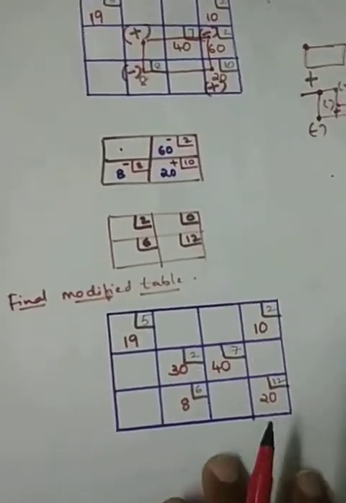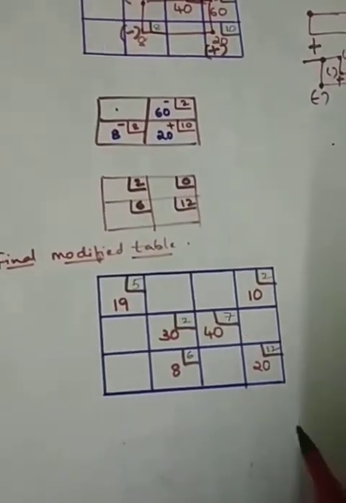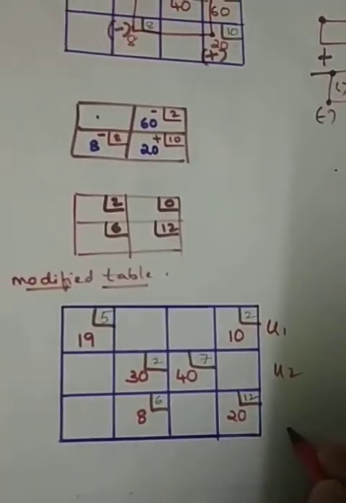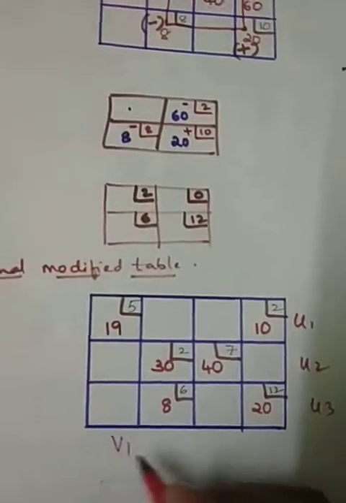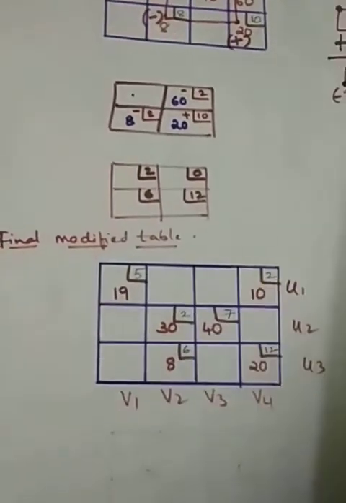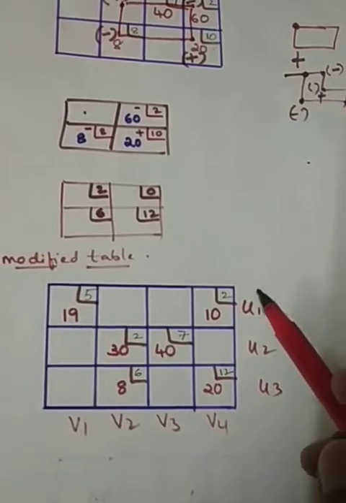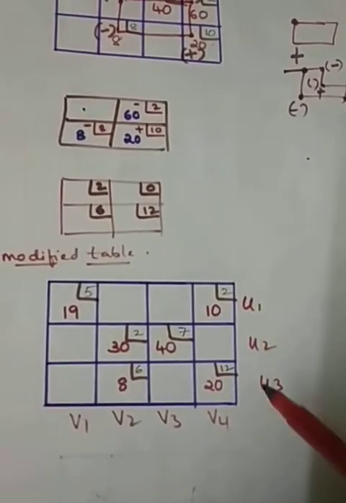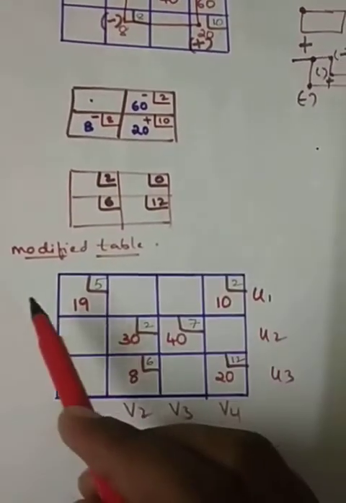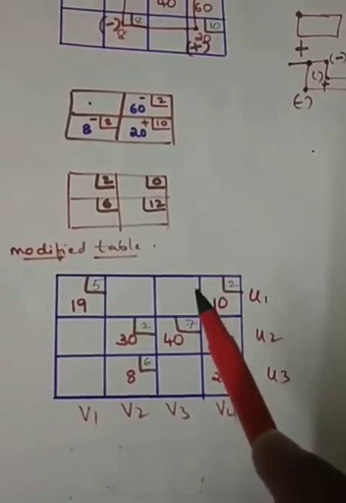Once this is done, the same procedure is repeated once again. That is, you need to find the UV values again. So I assign once again U1, U2, U3, and V1, V2, V3 and V4. Again the same process is repeated. For example, you need to assume any of these values as 0. The condition you need to remember is to see where the maximum number of allocations is, in which row or which column. That particular one you need to assume as 0.